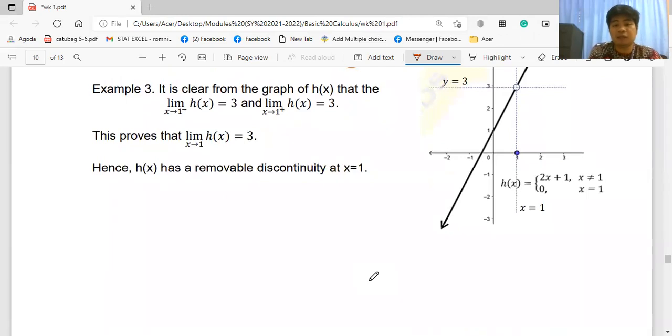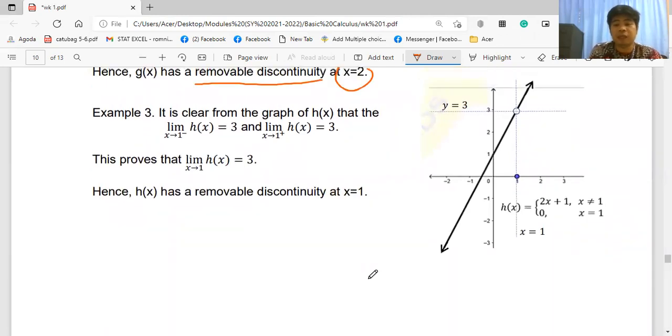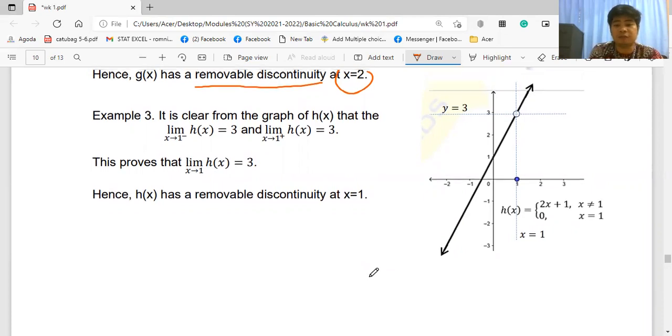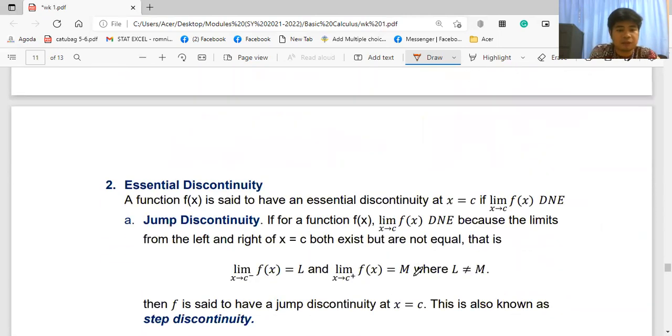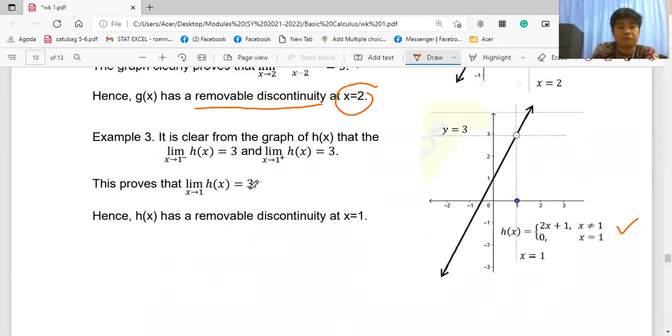Yung number 3 naman, third example, the graph of h of x as x approaches 1 here, this is a piecewise function, no? As x approaches 1, h of 1, no? The value of h of 1 is undefined. H of 1 is undefined here. Let's check clearly. And when you're going to get the limit of h of x as x approaches 1, it gives you 3.